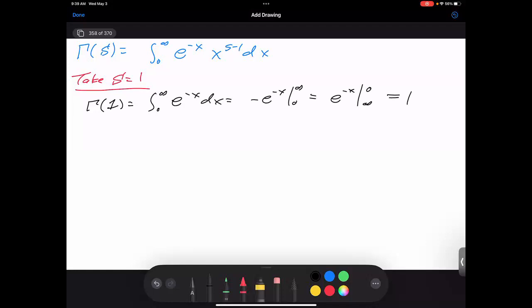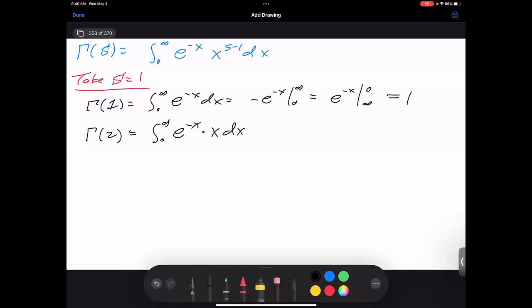Building on our success, what's the next number to choose? 2. So this is a chance for us to practice our integration. Gamma of 2 is the integral from 0 to infinity e to the negative x times x dx. How should we integrate this? By parts.